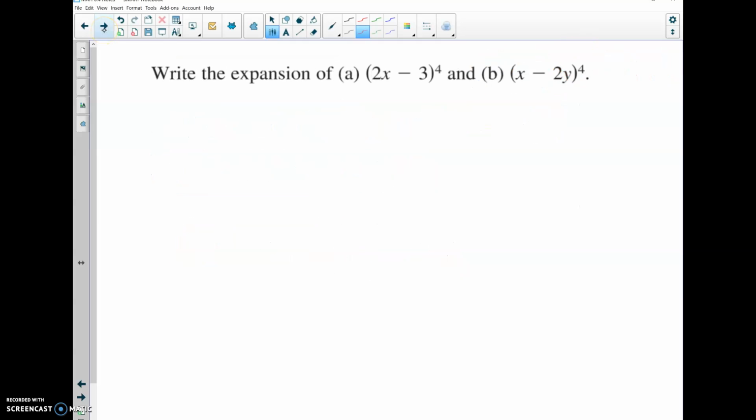Alright, write the expansion of these two. I'm going to show you the first one, and then you'll do the next one on your own. So 2x plus 3 to the 4th. Now we are going to be doing 4 choose 0, 4 choose 1, 4 choose 2, 4 choose 3, and 4 choose 4 for the coefficients. So go ahead and find those coefficients. Alright, the coefficients are 1, 4, 6, 4, 1.